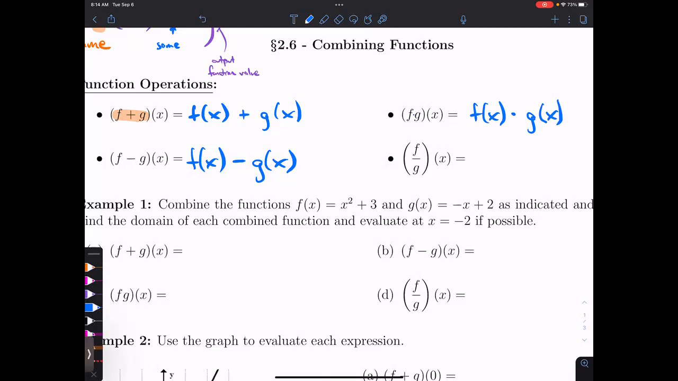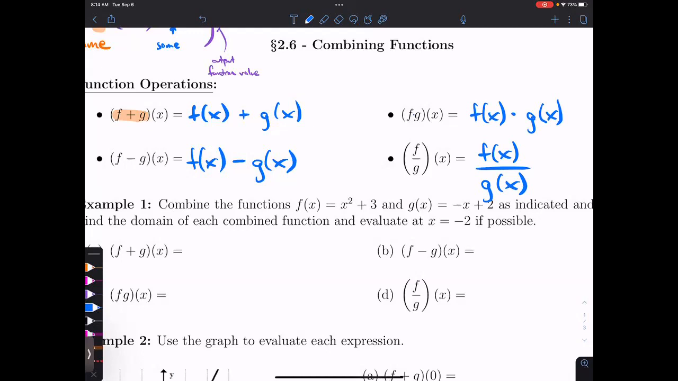And f over g, f over g, or divided by g, right? Okay, so this is taking the four arithmetic operations that you've known forever, and applying them in this new context. But again, it's just take two functions, combine them, but combine them in certain ways.